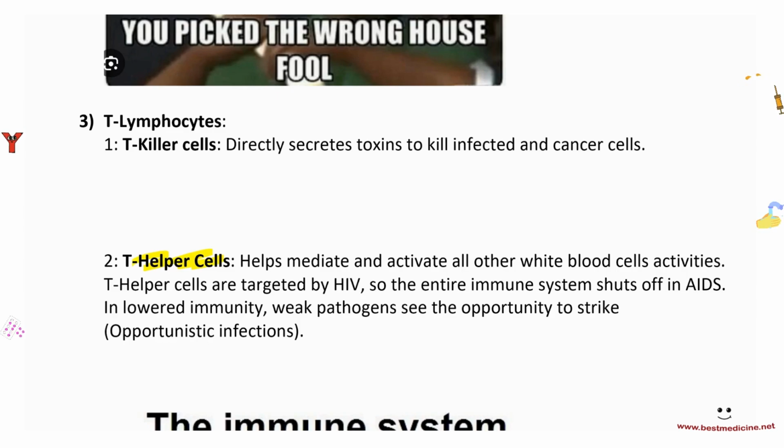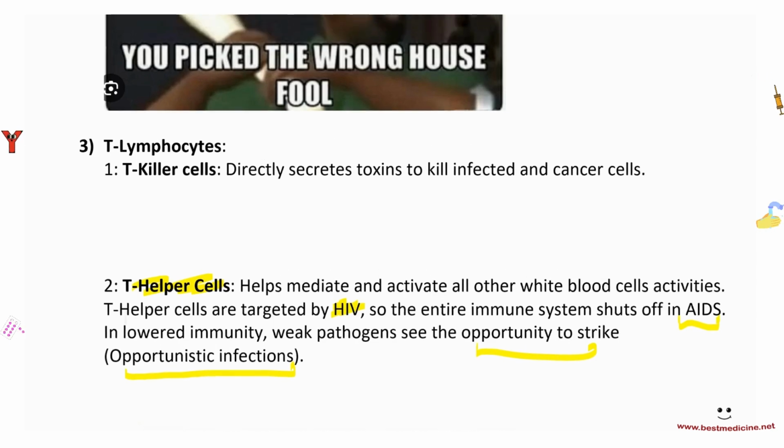However, unfortunately, sometimes in some individuals, these can be targeted by HIV, so the entire immune system shuts off in acquired immunodeficiency syndrome, AIDS. Okay, so when there is lowered immunity, then weak pathogens see the opportunity to strike, and they're called opportunistic infections. And remember what drug is used to treat HIV? Antiretroviral drugs. And what enzyme do antiretroviral drugs inhibit? Reverse transcriptase. Okay?